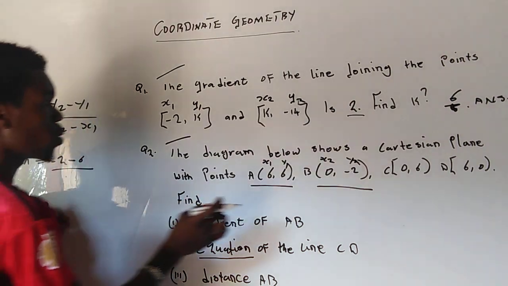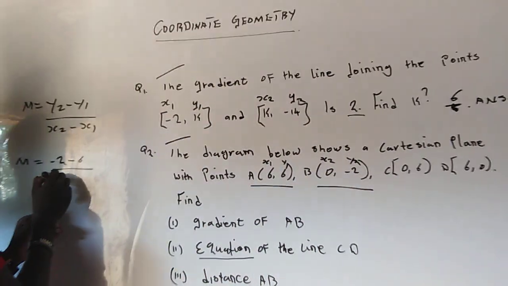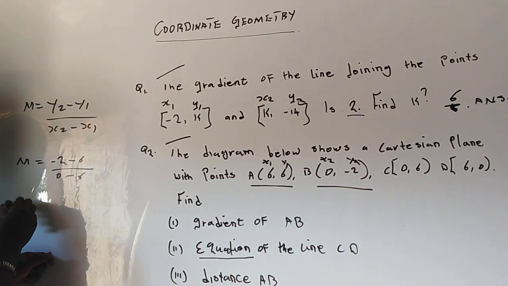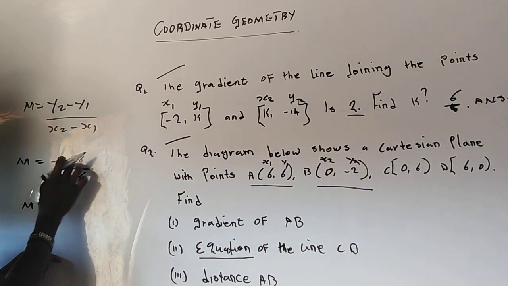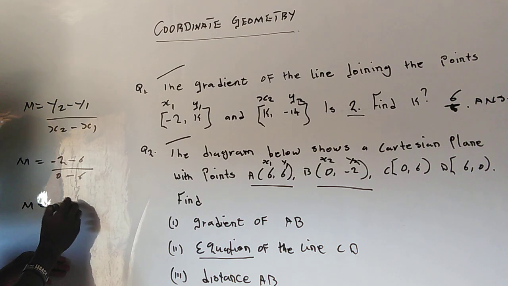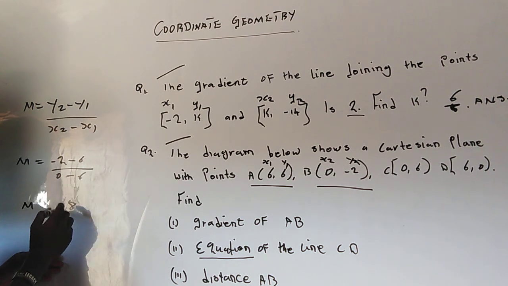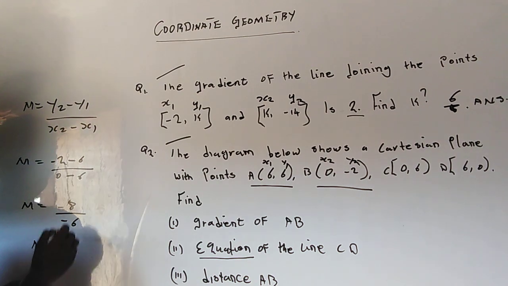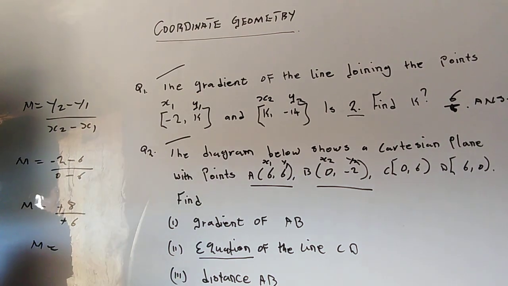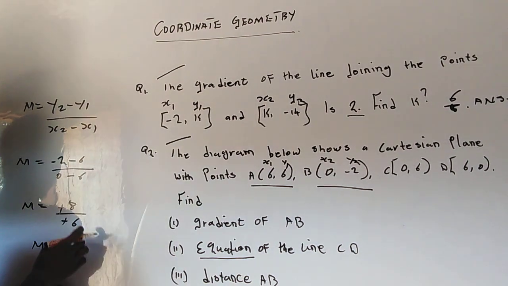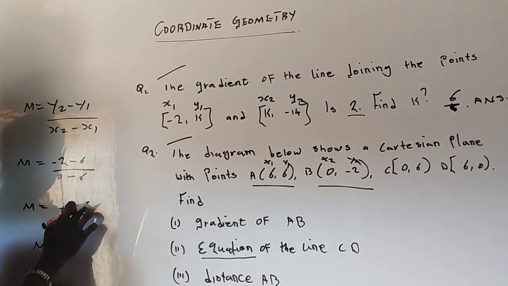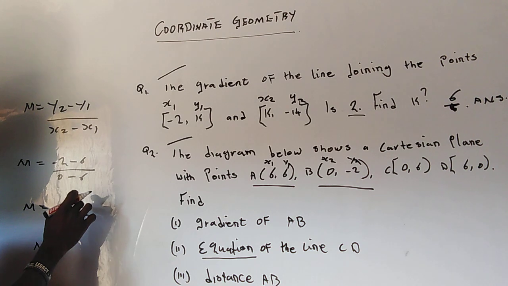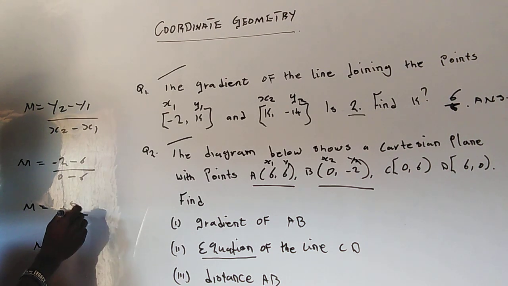What's my x2? My x2 is 0 minus, what's my x1? It's 6 like this. So m is equal to negative 2 minus 6, I'm going to come up with negative 8. 0 minus 6, I'm going to come up with negative 6. So m is equal to negative and negative, they will go. Let me look for a number which can go in here and here without leaving any remainder.